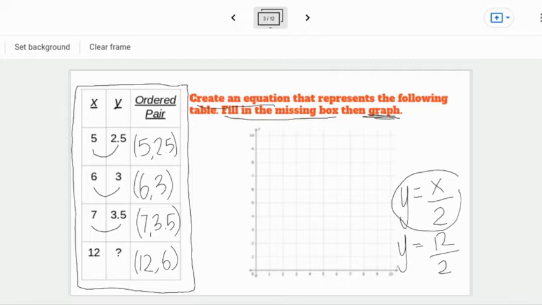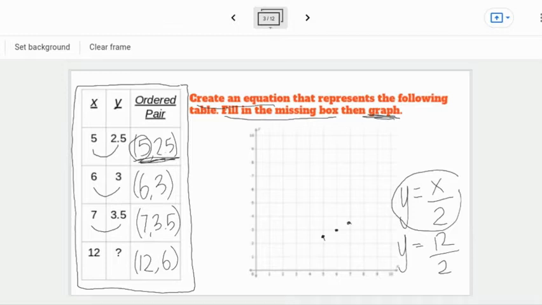So the first one, 5, 2.5. So the x tells me right here to go over 5. So I'm going to go over 1, 2, 3, 4, 5. And I'm going to go up 2, and it says a half. So I'm going to try to put that dot right there in the middle. Okay, the next one says go over 6 and up 3. So over 6, up 3 is going to be right there. Okay, over 7, up 3.5. Make sure you're doing this with me.